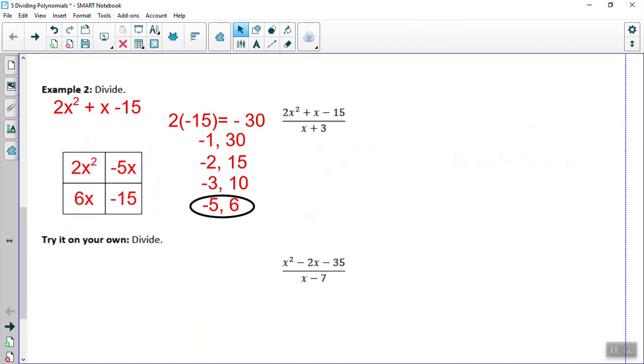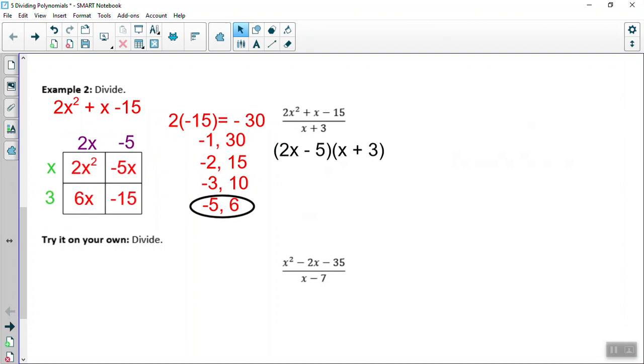Now let's find our greatest common factors. I factor this top row, and I can pull out an x. I can find the GCF of my bottom row, and it's 3. Find the GCF of the first column, I get my 2x. Find the GCF of my second column, and I get negative 5. All right, so now the factors of my numerator are 2x minus 5 and x minus 3.